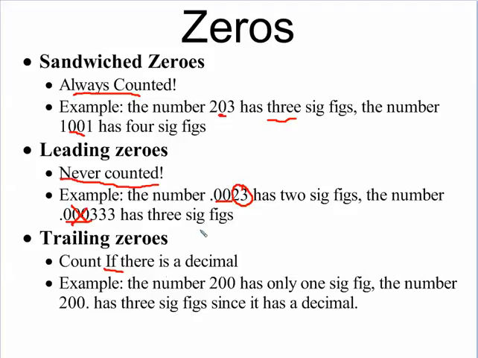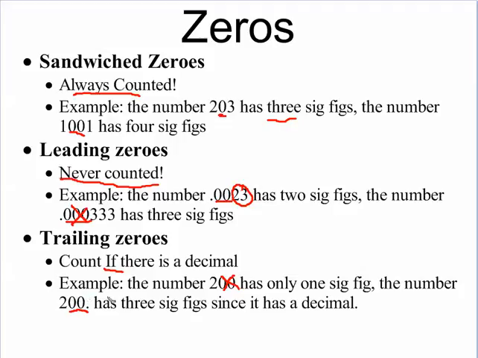So for example, the number 200 here does not have a decimal in it. So these 2 zeros do not count as being significant. Only the 2 is significant. So that gives 1 sig fig. However, if we did put a decimal at the end, then the 2 zeros would be significant. So for the entire number, we would have 3 sig figs.